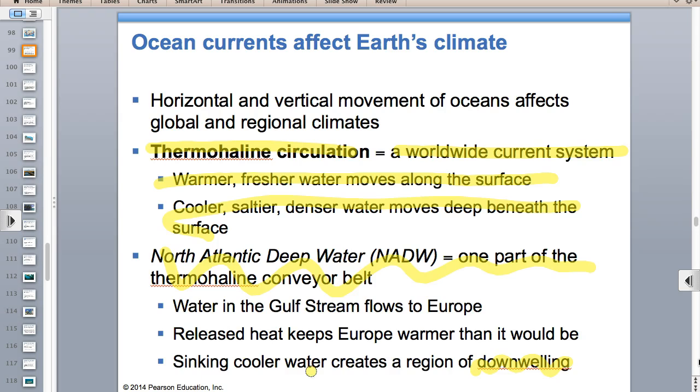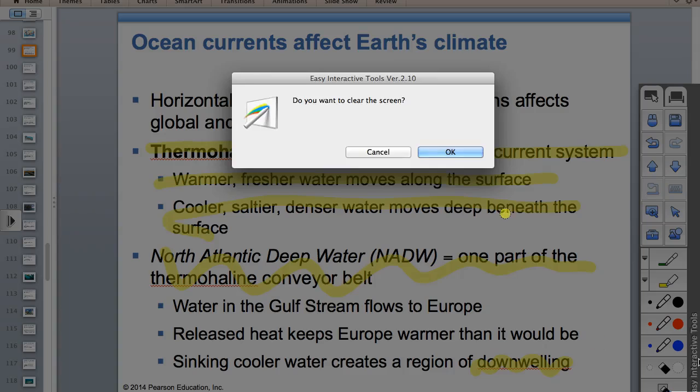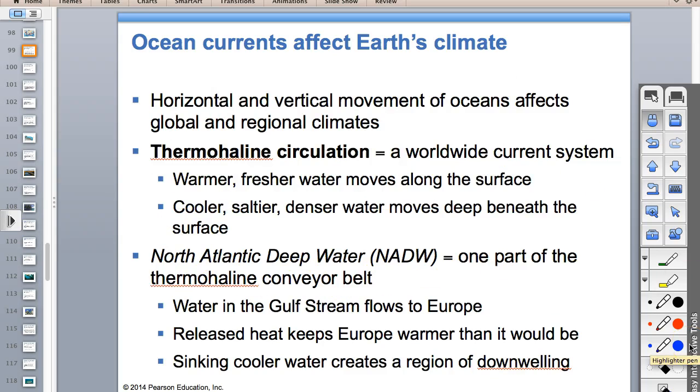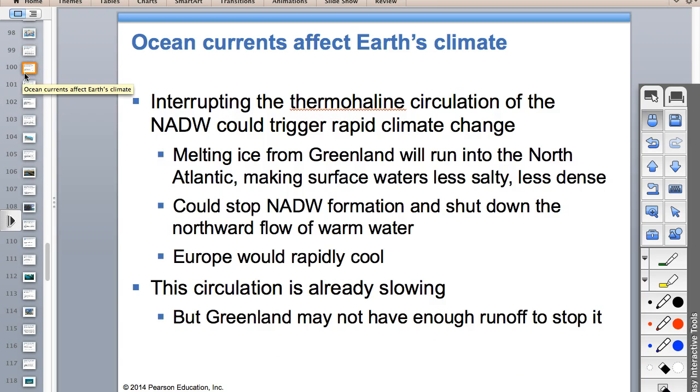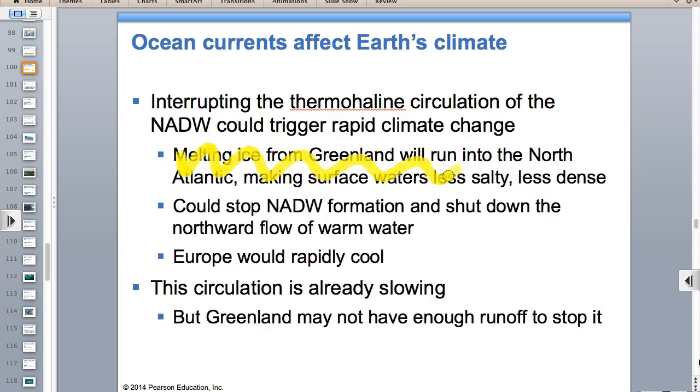So that's where downwelling happens and upwelling. But moving on. If that shut down, and I'll try to tell you this a second ago, if it were to shut down, the issue is that melting ice would run into the North Atlantic, and then that surface water would be less salty, it would be less dense, and that whole system would shut down. And Europe would rapidly cool, and it's already slowing.